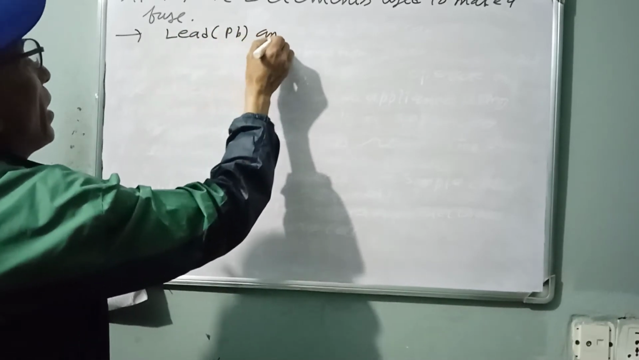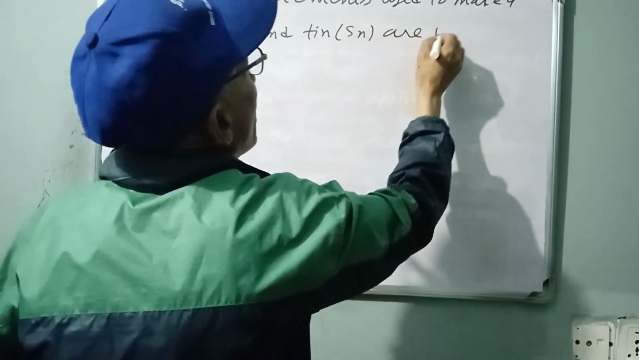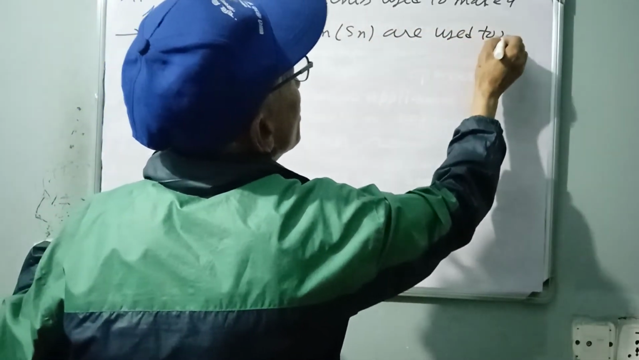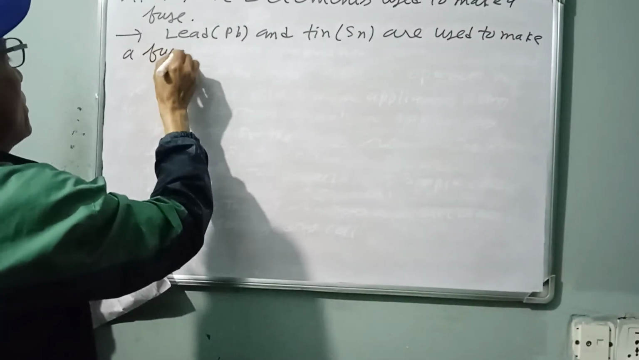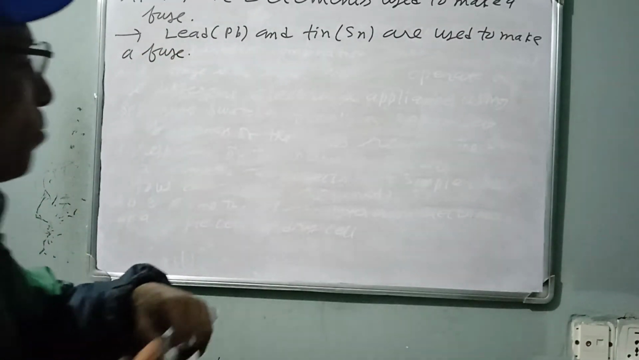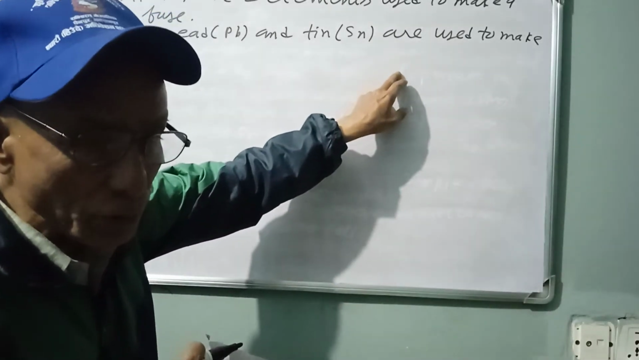Plumbum (lead) and tin are used to make a fuse. Suppose 4.5 ampere current flows; a 5 ampere fuse is used.